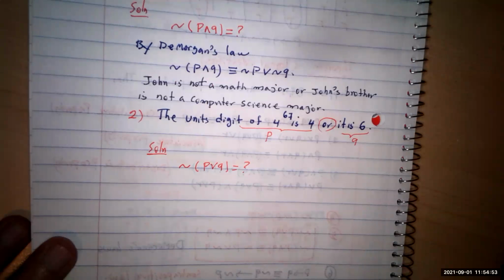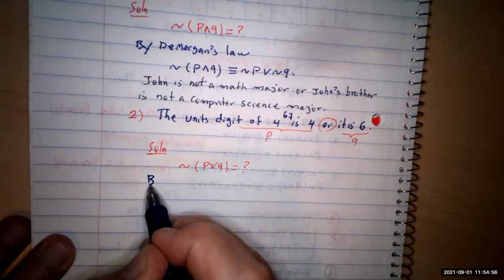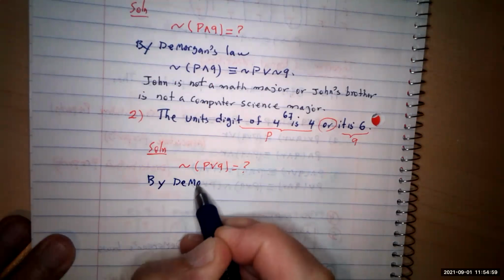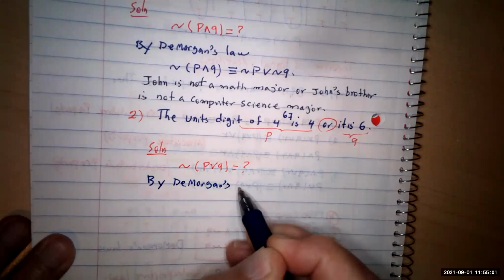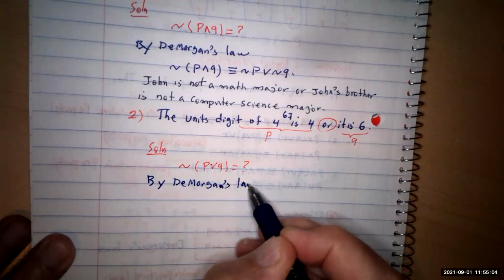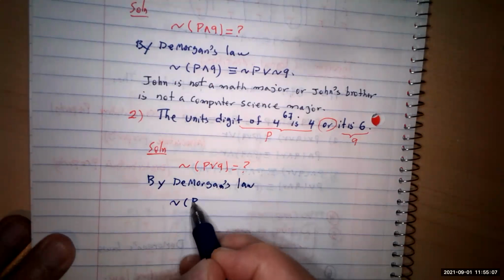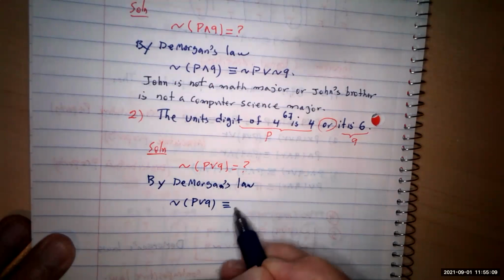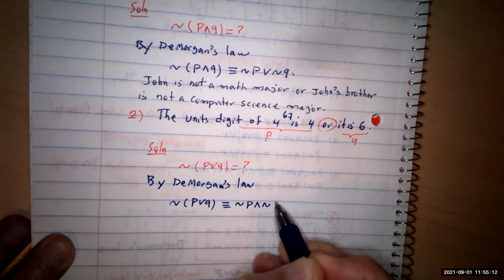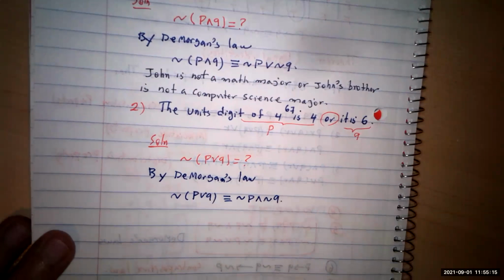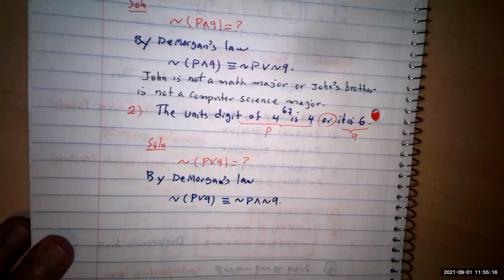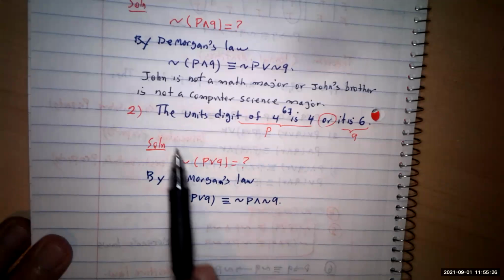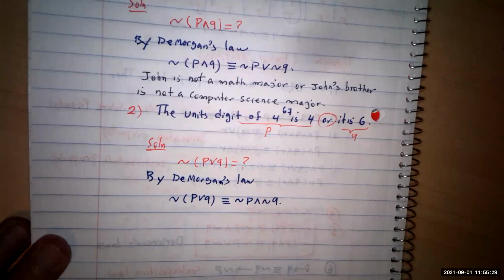Again, you know that, right? De Morgan's law, you change it. So the negation of P or Q would be equivalent to the negation of P and the negation of Q. Okay, so that's going to be the one. You want to give us the answer? This is your statement, and tell us what is the negation of P and the negation of Q.